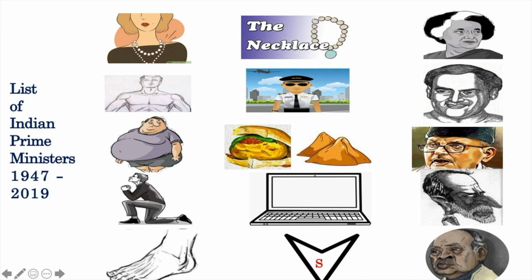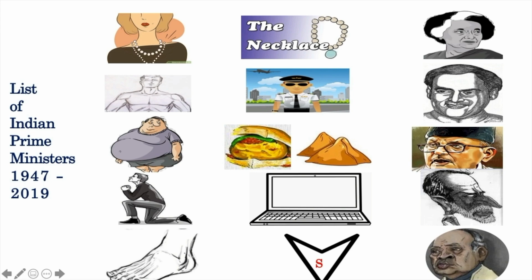Pilot for Rajiv Gandhi. Eatables, Vada Pav Samosas for VP Singh. Computer Science, CS, for Chandrasekhar. South for P.V. Narasimha Rao. So this is the quick recap of the first 10 Prime Ministers.